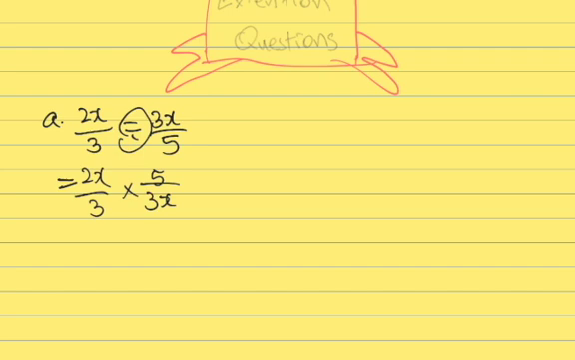We then multiply the numerators and the denominators, which equals 10x over 9x. Are we finished? Not yet. There's still an x here and an x here, so we can cancel them out, which equals 10 over 9.